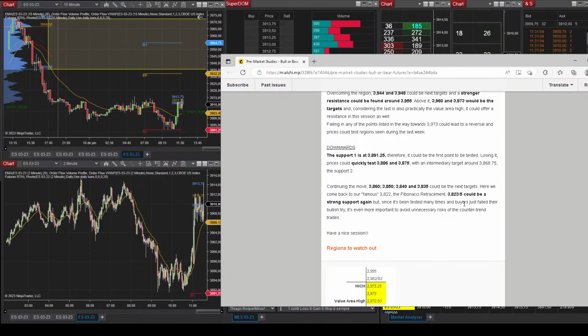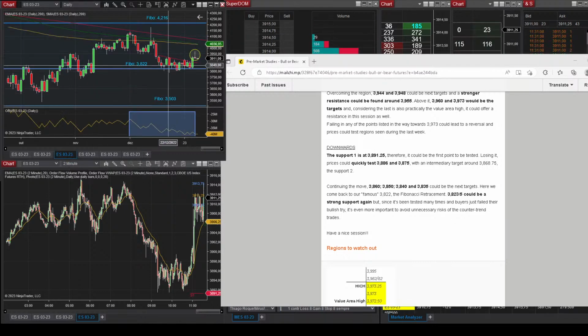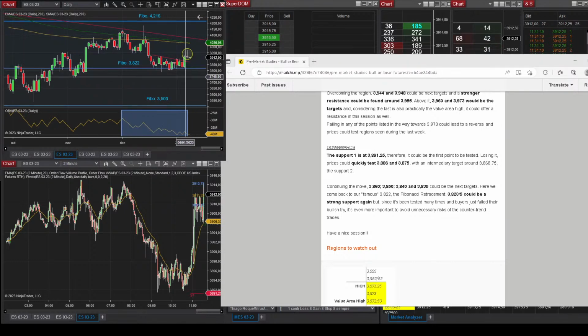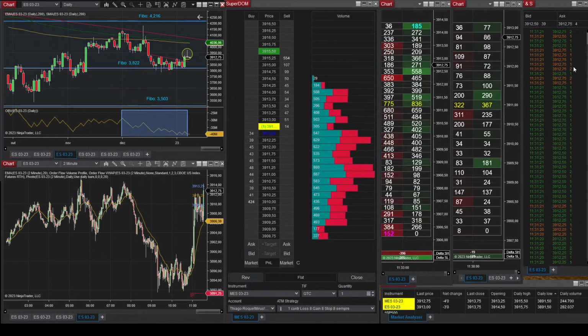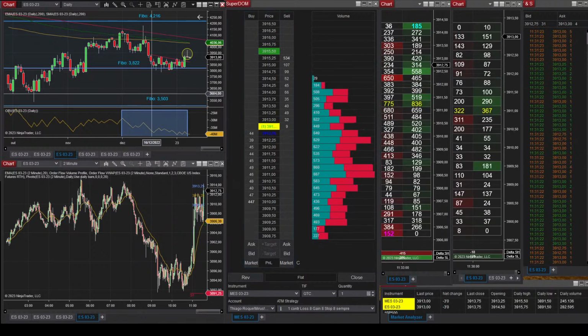It was a huge support. And remembering that we have the Fibonacci here at 3822, that has been tested for many sessions and worked as a support. So let's see what happens this session, okay?